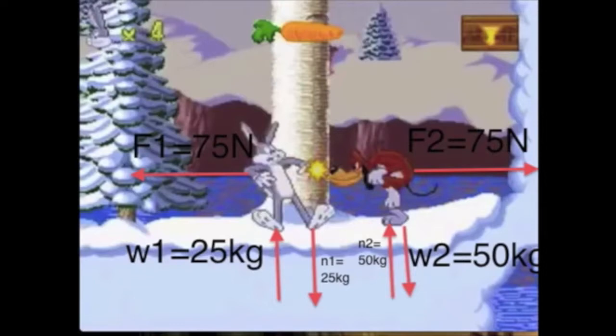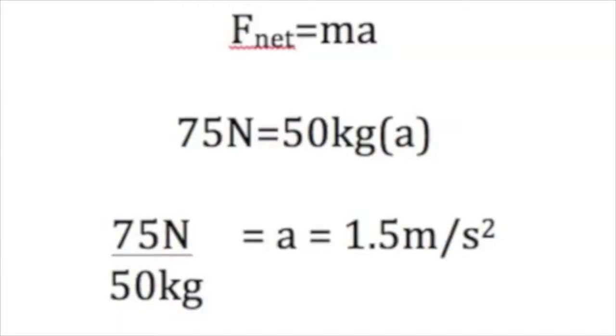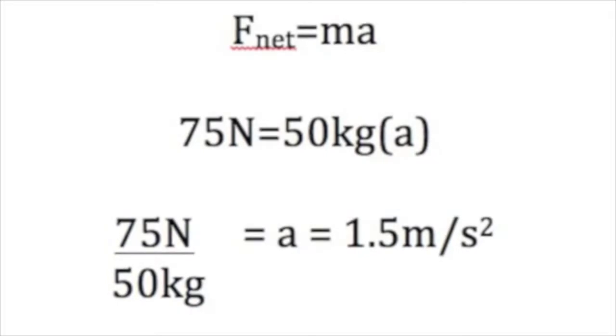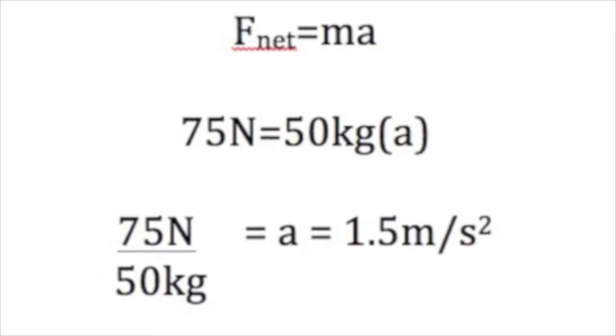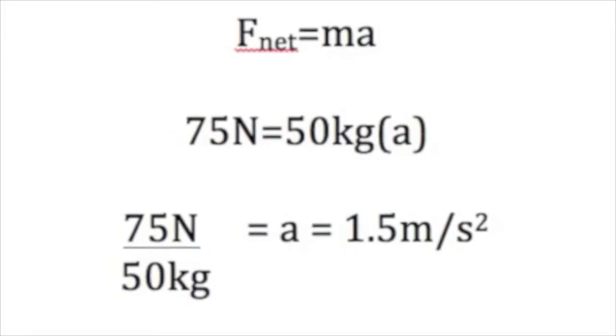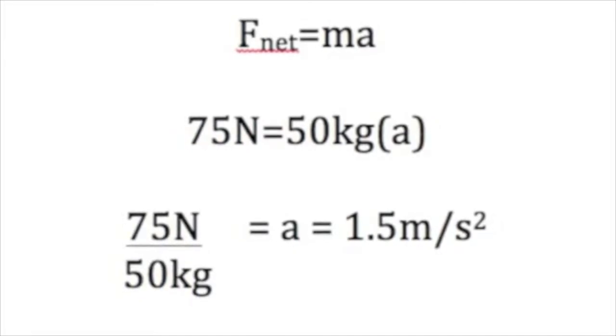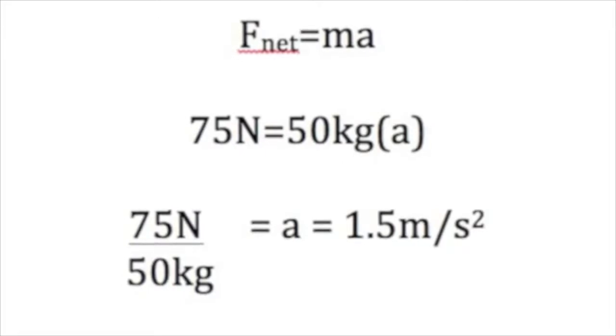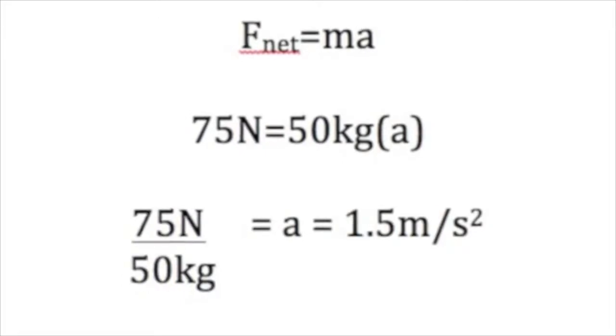In order for the dog not to move, its acceleration must be equal to 0 meters per second squared. The net force is equal to mass times acceleration. When plugged in, 75 newtons is equal to 50 kilograms times acceleration. 75 newtons divided by 50 kilograms will give you a, which is equal to 1.5 meters per second squared to the positive right direction, since Bugs Bunny is exerting 75 newtons on the dog.